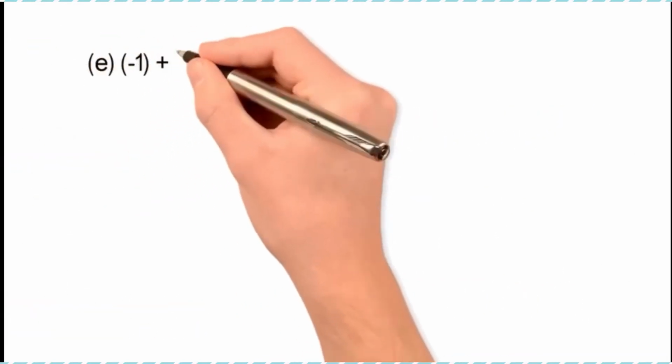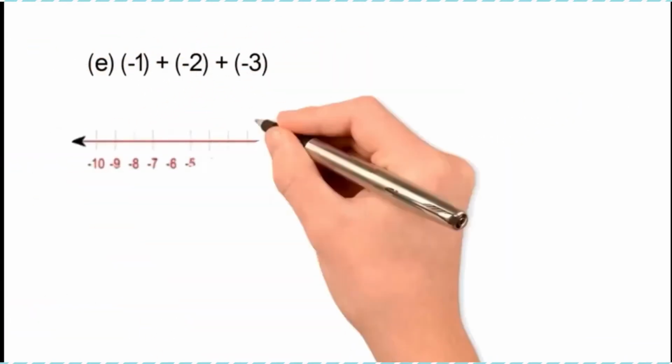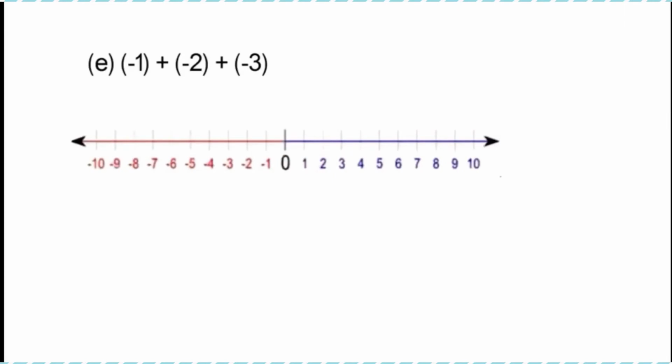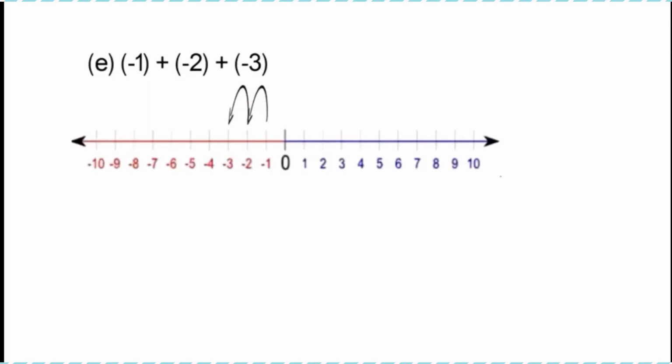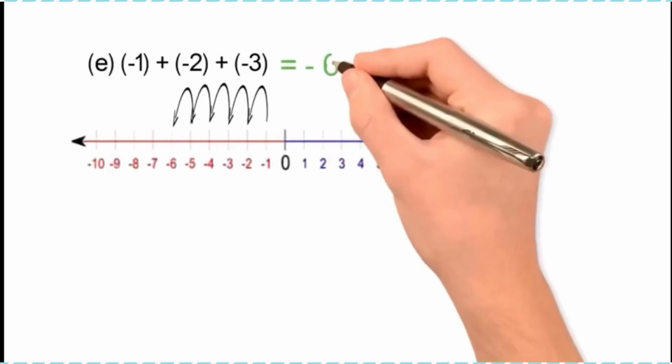Easy. E, minus 1 plus minus 2 plus minus 3. Yeah, it's not a difficult sum. Let's try. From minus 1, you are jumping for 2 times towards the negative side. Because the number is minus 2 and even if you open the bracket, it will be minus 1 minus 2. Again for 3 times towards the left hand side. You have reached the answer minus 6.